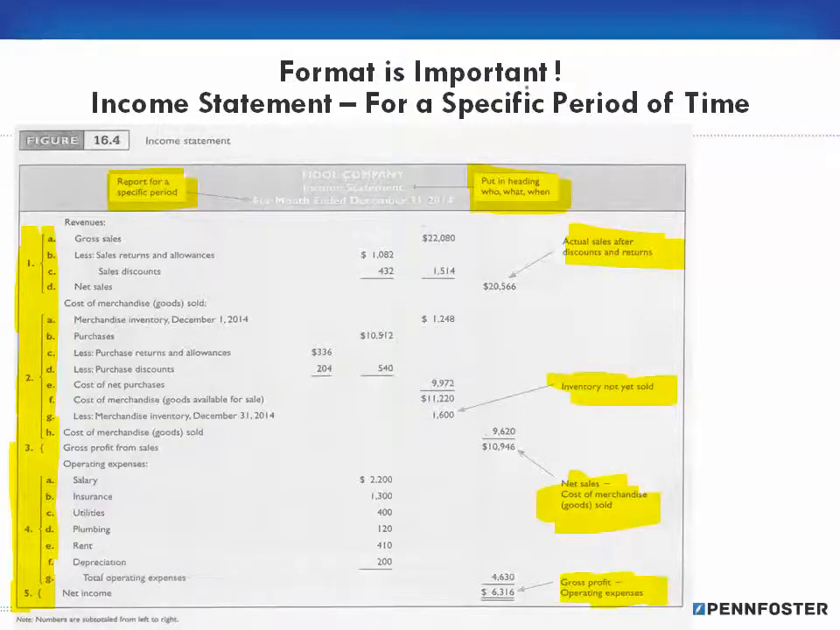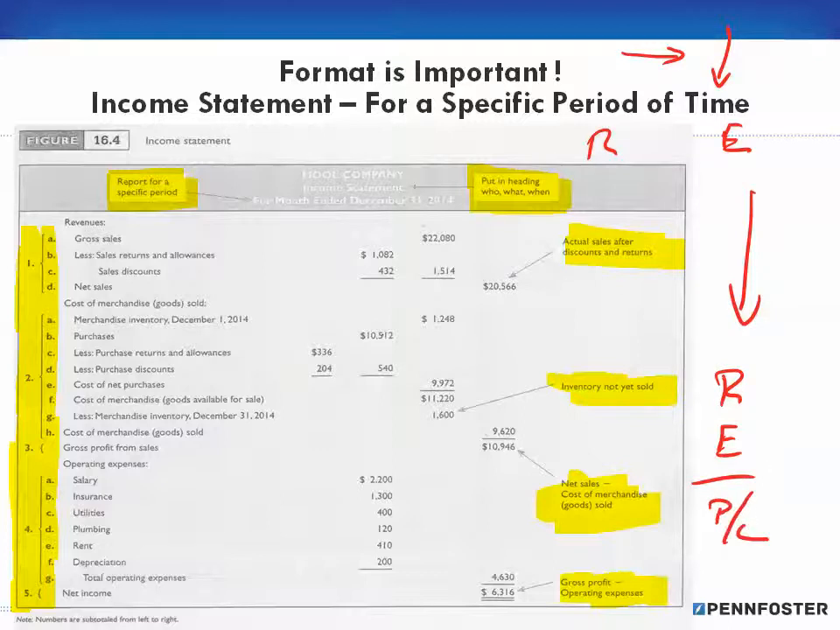And unlike the balance sheet, where you could have the information presented horizontally or you can have the information presented vertically, with the income statement, the information is presented vertically. All right, you don't get horizontal. You don't put revenues over here and expenses over here. No, it's revenues here, expenses here, and then you end up with your profit or loss down here. Okay.